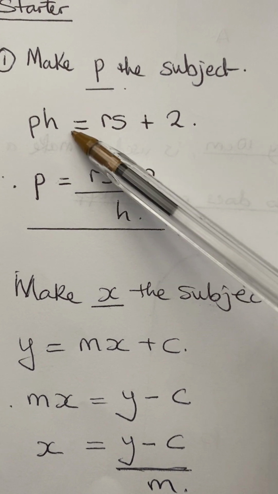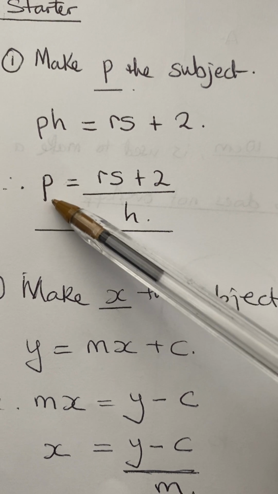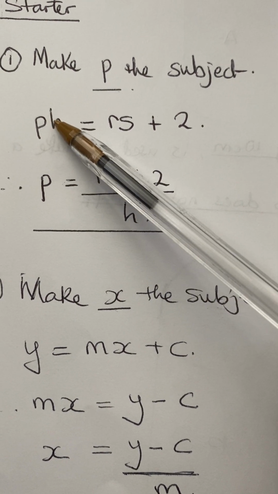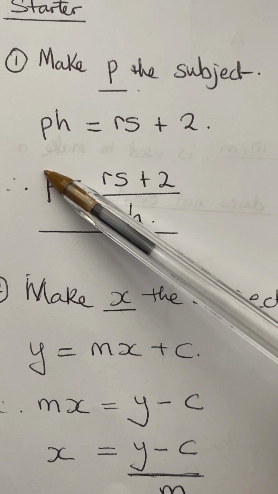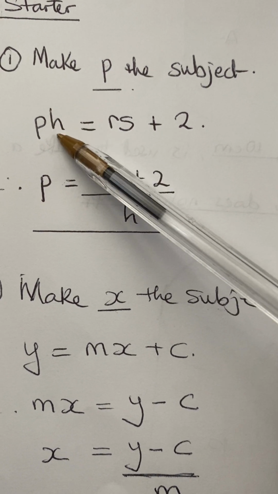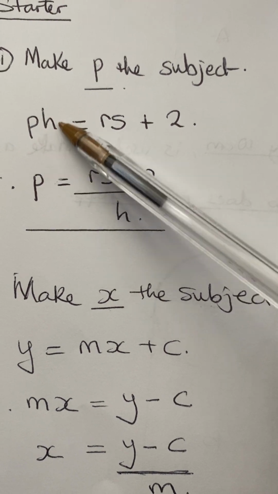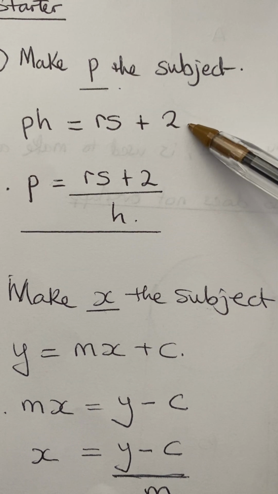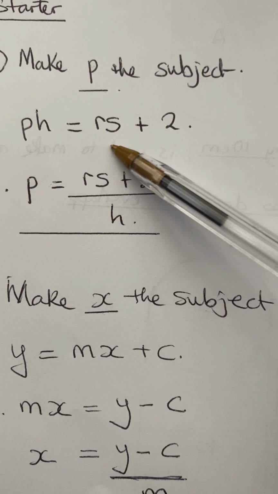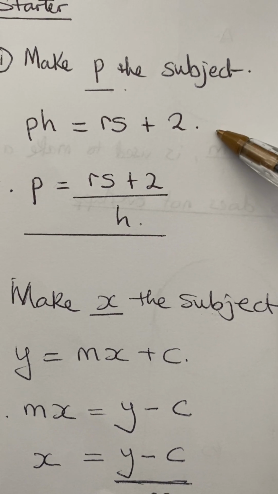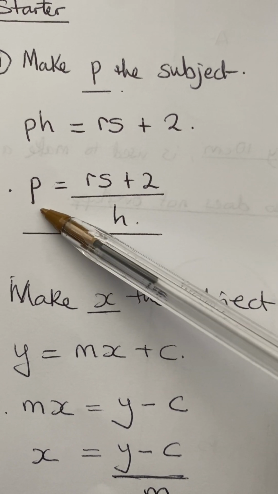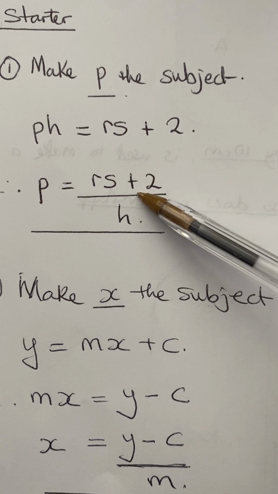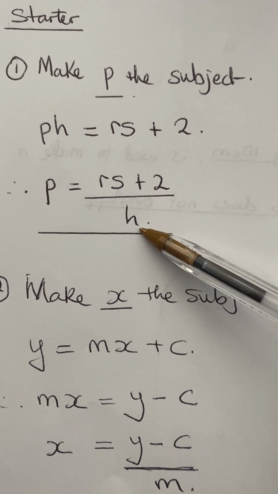To make P the subject, I need to divide both sides by H. If I get rid of this H, then P can be the subject. So PH is multiplying here, so it will come and divide here, and not just RS, the whole of RS plus 2. So now P equals RS plus 2 as the numerator over H.